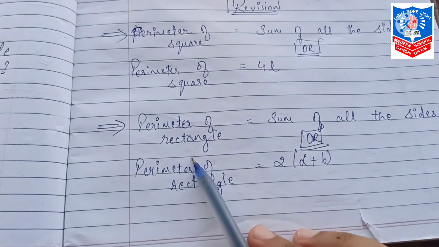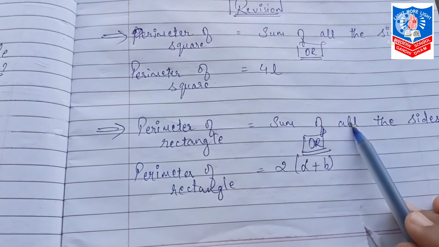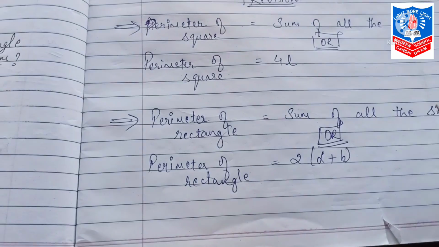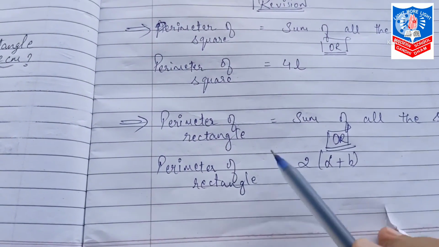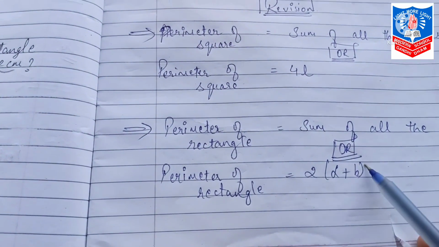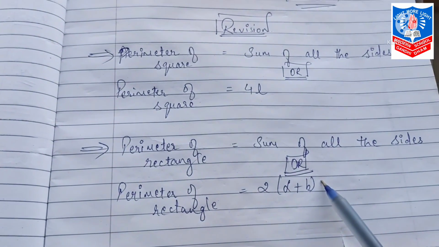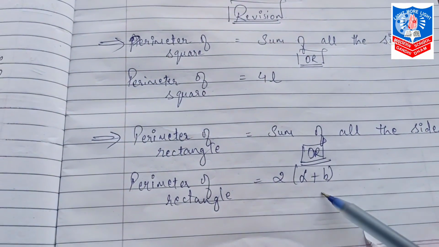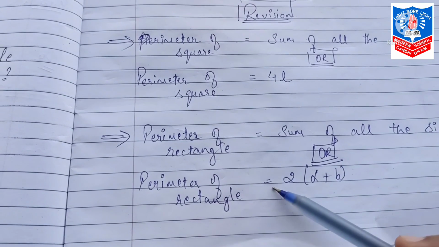सेकेंड, पेरीमीटर ऑफ रेक्टेंगल ऑल्सो यू आर हैविंग द सेम सम ऑफ ऑल द साइड्स एंड वन इज विद द फॉर्मूला 2 in bracket length plus breadth. Now you can use any one from both for the perimeter of rectangles.